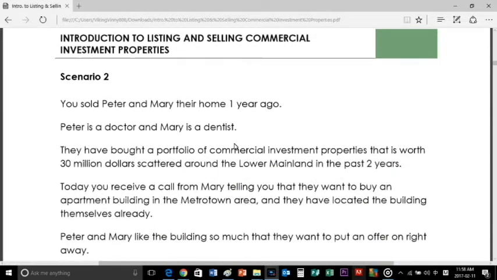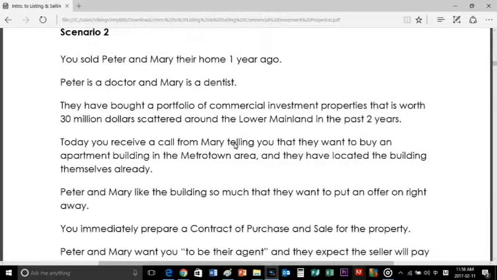All right. Scenario 2. You sold Peter and Mary their home a year ago. Peter is a doctor and Mary is a dentist. They have bought a portfolio of commercial investment properties that is worth $30 million scattered around the Lower Mainland in the past 2 years. Today, you receive a call from Mary telling you that they want to buy an apartment building in the Metrotown area, and they have located the building themselves already. Peter and Mary like the building so much that they want to put an offer on right away.